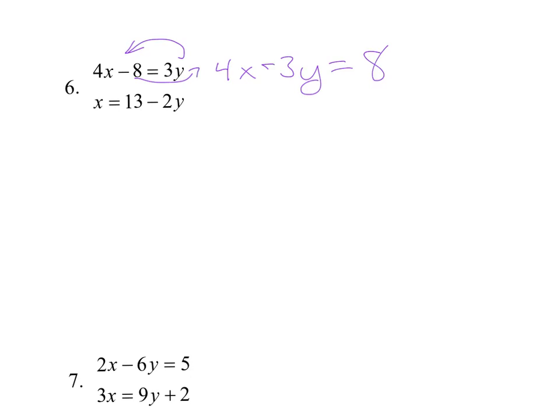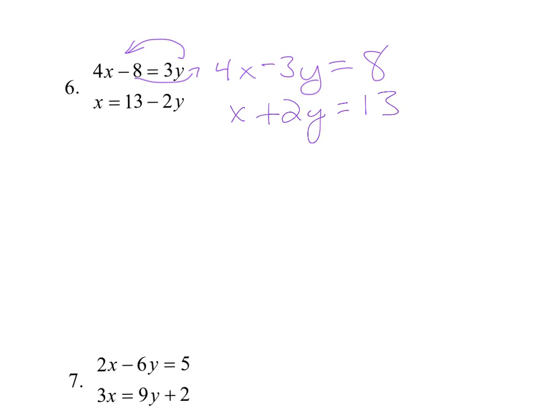So now we have 4x minus 3y equals 8. All right, now we have to do the same thing with the next one. X, I have to add the 2y equals, the 13 is in the right place. Okay. So now I have x, y, and then the constant on the other side of the equal sign. Yay, this is the right form.